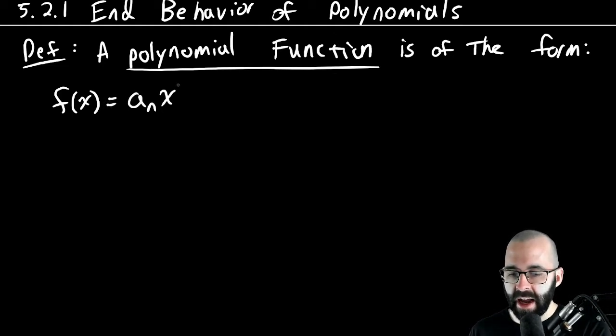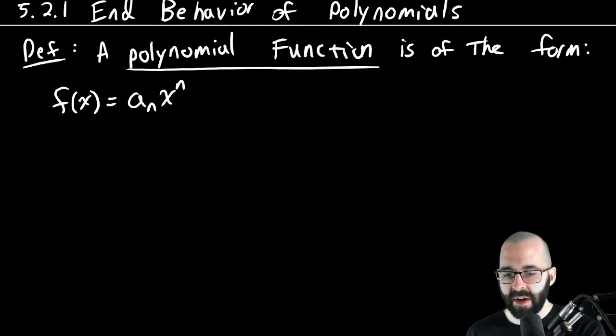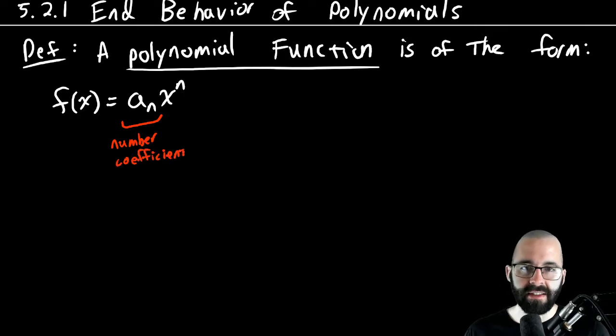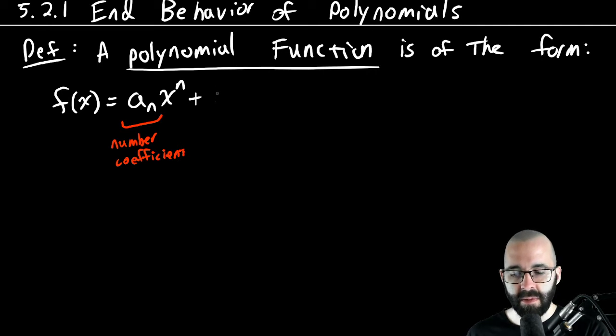A sub n, x to the n. Now all this means, a sub n, right? That means there's a subscript of an n. And this is just a coefficient. This is just a number right here. We're not done with the definition, but again, this is just a number. It's a coefficient. And then x to the n, that's something that we've seen before. Okay? So it's a sub n times x to the n plus another one.